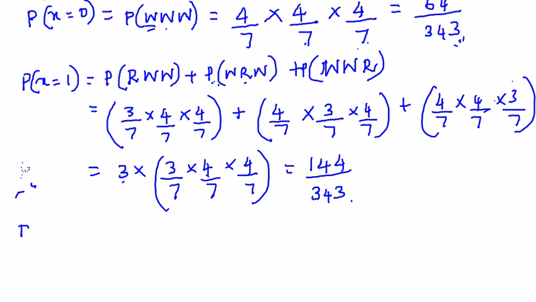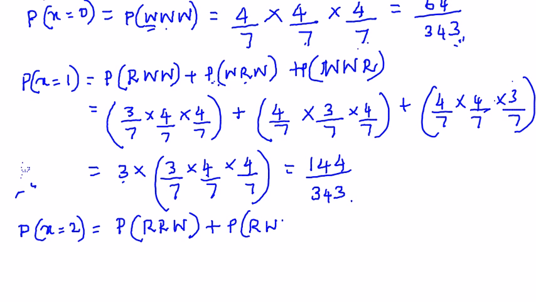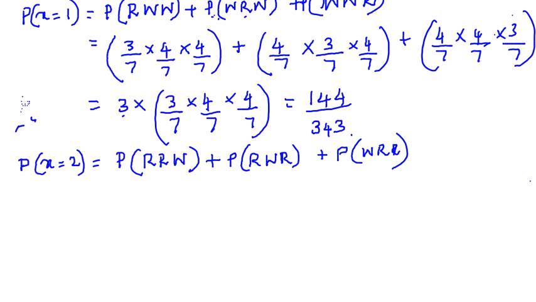Now let's check the next outcome. That is, I'm getting 2 red balls. When I get 2 red balls, I can get 2 reds in my first and second pick, or first a red, then a white, then a red, or a white, a red, and a red, right? So these are the 3 different outcomes that I have.